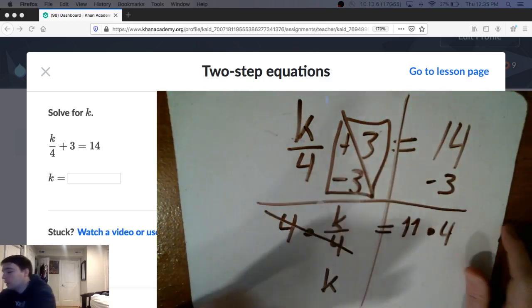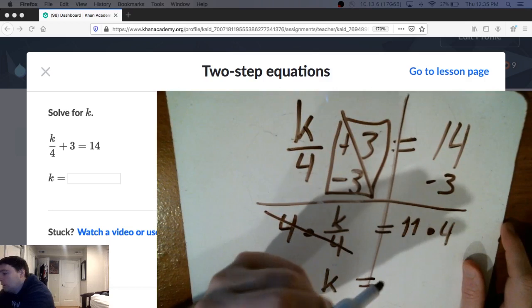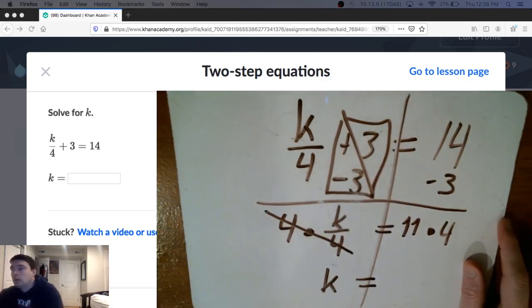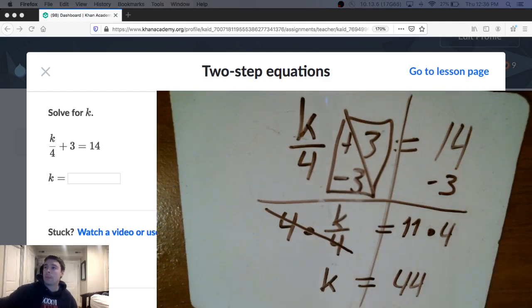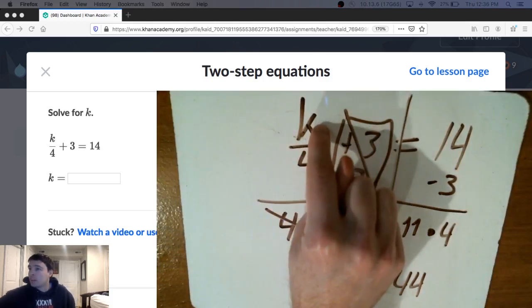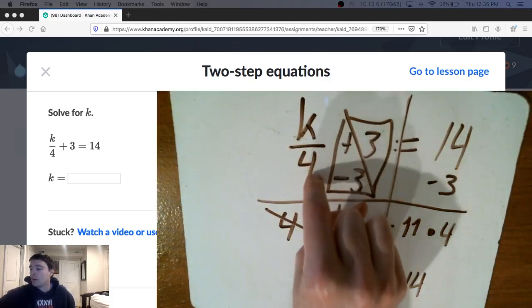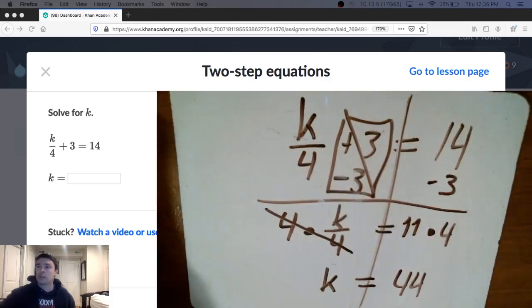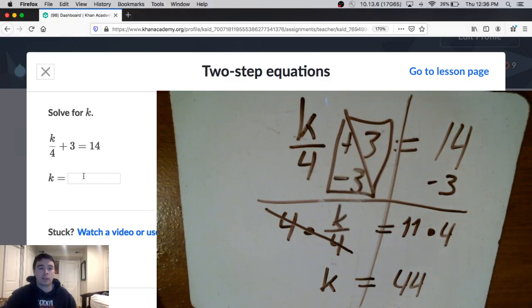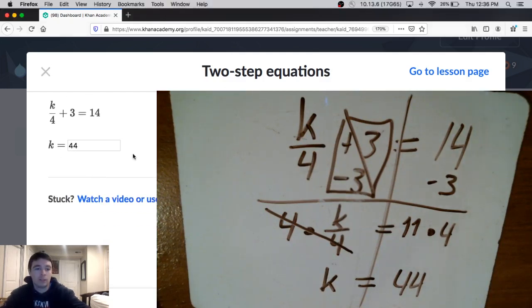11 times 4 would give us 44. Now go ahead, you should be plugging that 44 back into the equation to check if we're correct. 44 divided by 4 would give us 11. 11 plus 3 would make 14. And that's one way I can check to confirm we're definitely correct when we put in 44 for k.